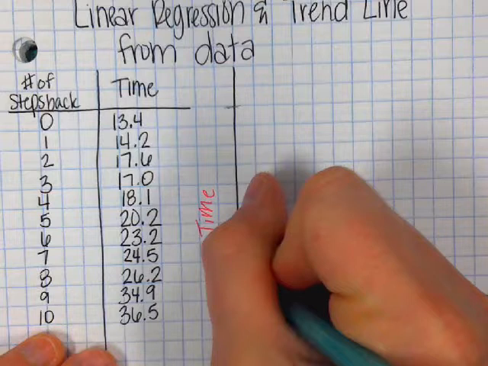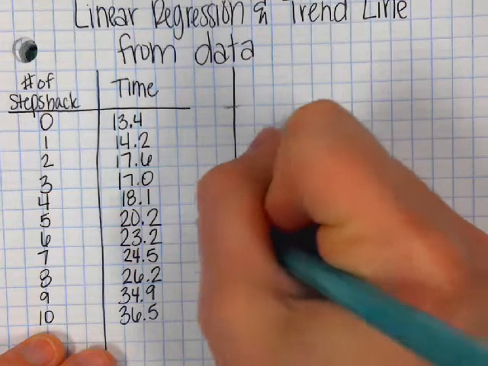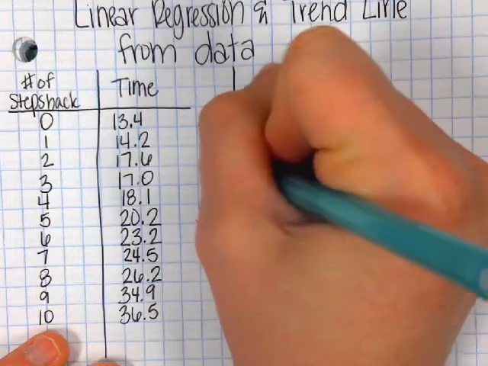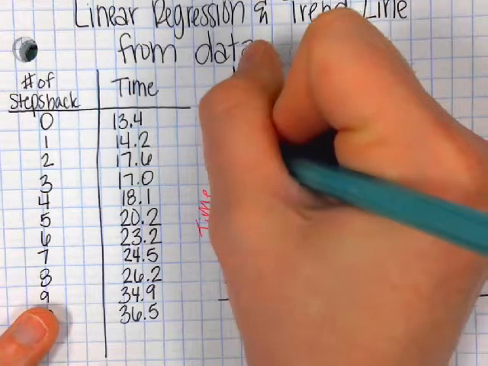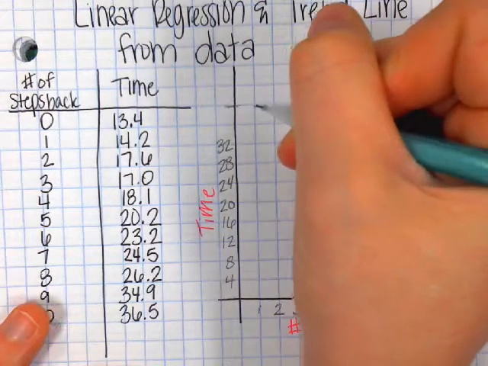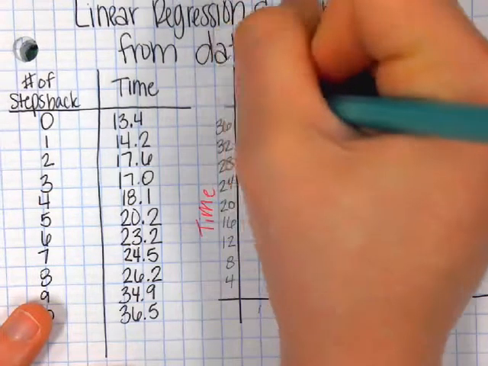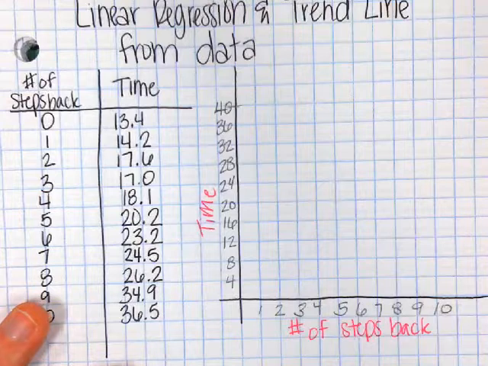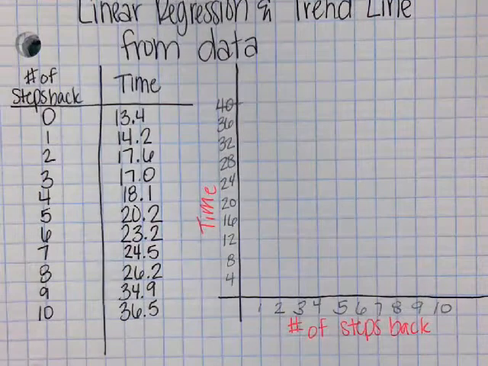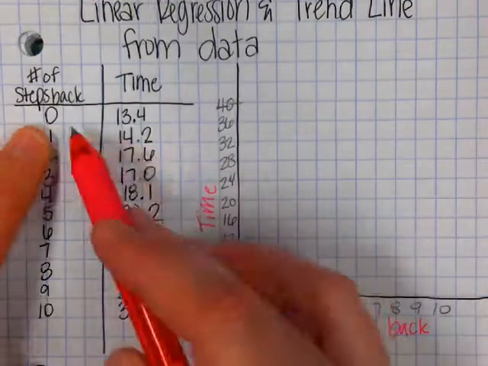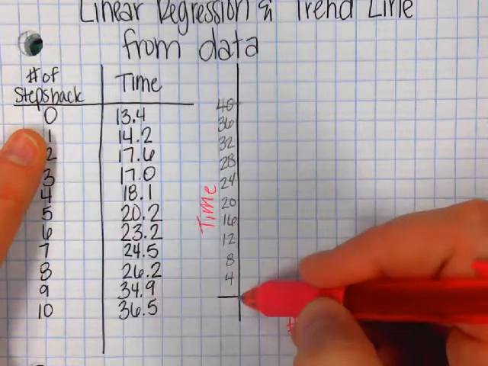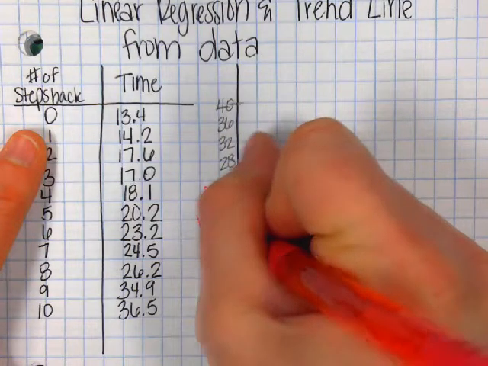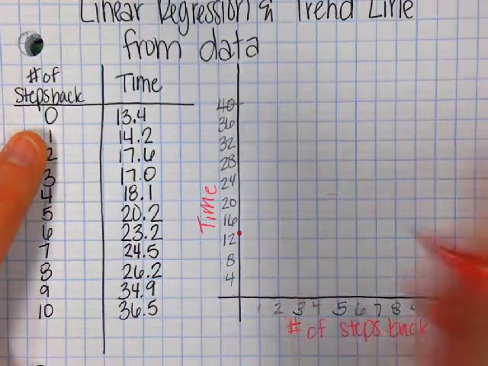So 4, 8, 12, 16, 20, 24, 28, 32, 36, and 40. So 10 lines going by 4, you should get to 40. Okay, now I'm going to go ahead and plot. So the first one is at 0, 13.4. So I'm going to go over to 0 and go up to 13.4. It's not going to be exact, so it's somewhere close to there.